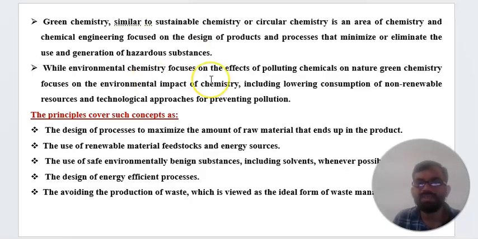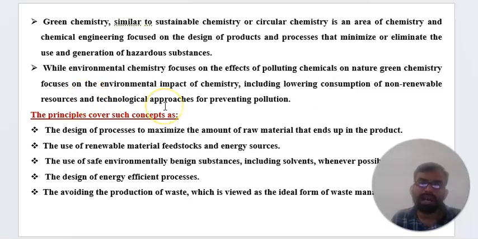While environmental chemistry focuses on the effect of polluting chemicals on nature, green chemistry focuses on the environmental impact of chemistry, including lowering the consumption of non-renewable sources and technological approaches for preventing pollution.